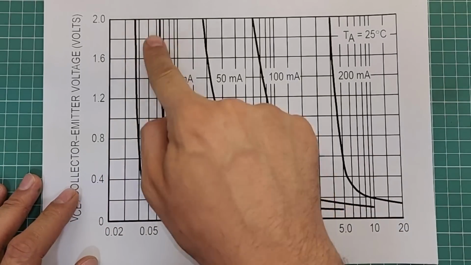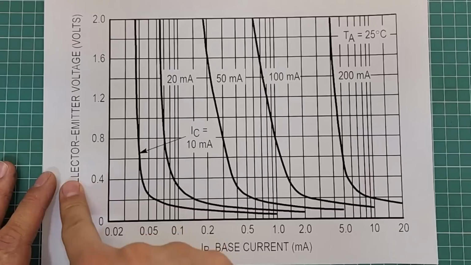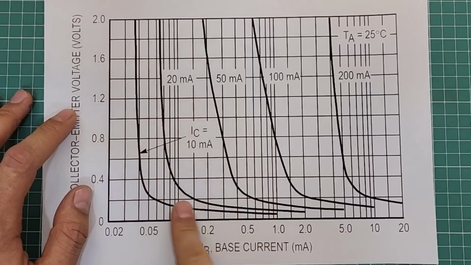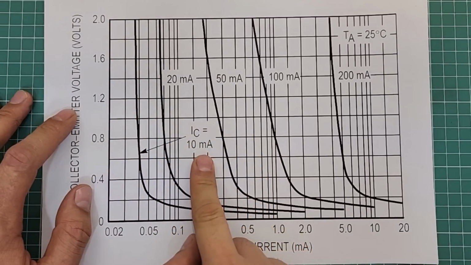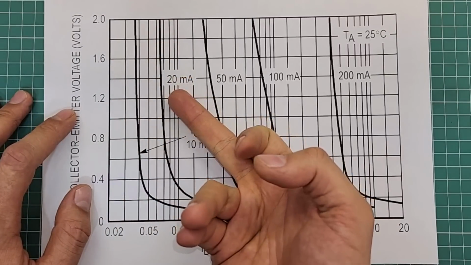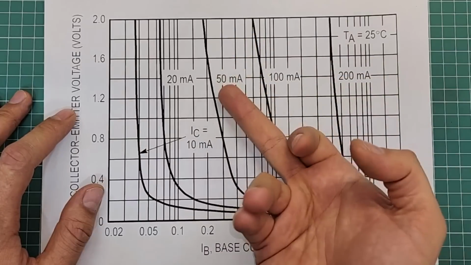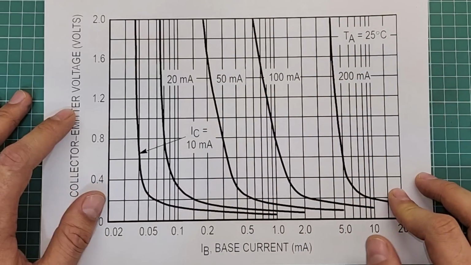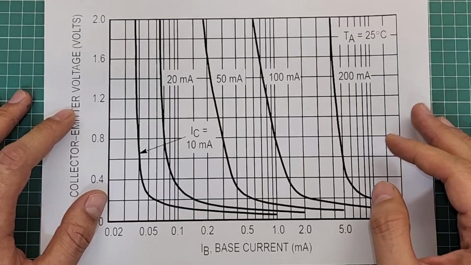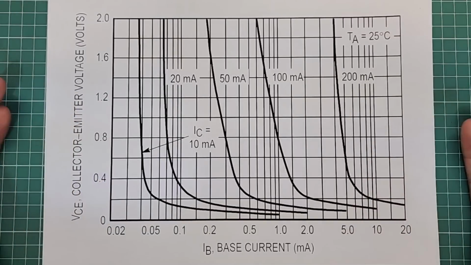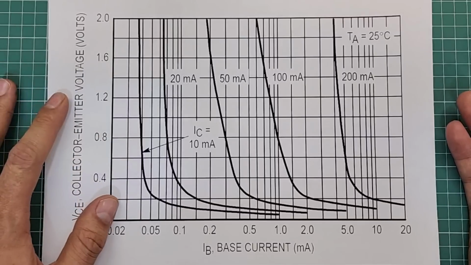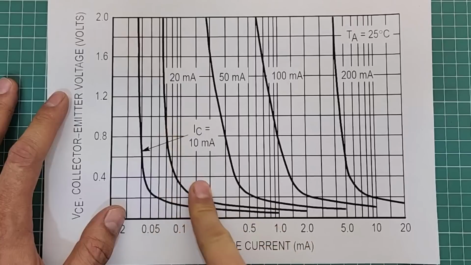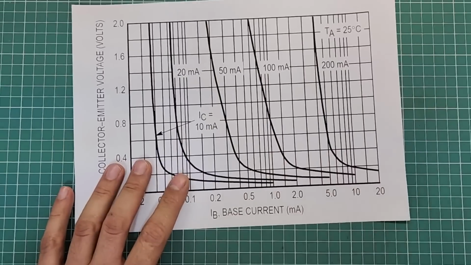Each of these curves shows the relation between collector emitter voltage and base current in a specific collector current. For example, this one shows it when the collector current is 10 milliampere. This one is when a collector current is 20 milliampere. This one 50, this one 100, and this one 200 milliamperes. Unfortunately, there is no specific curve for IC equal to 30 milliampere, which we are looking for, but you can estimate its value by the values near 30 milliamperes, like this 20 milliampere and this 50 milliampere.